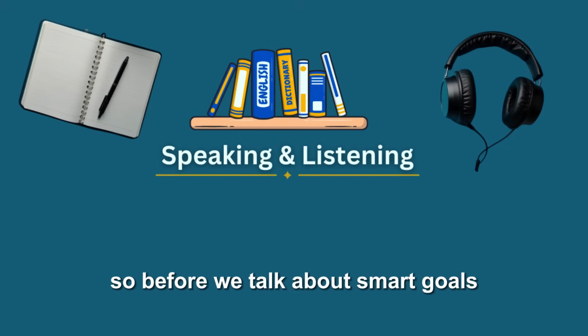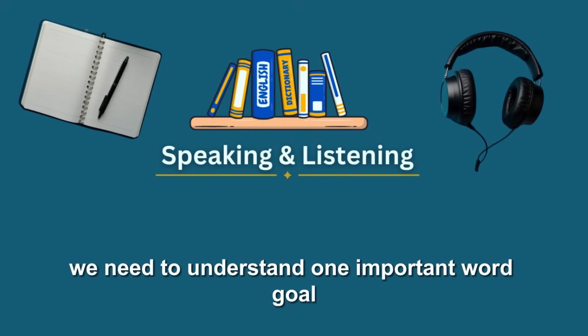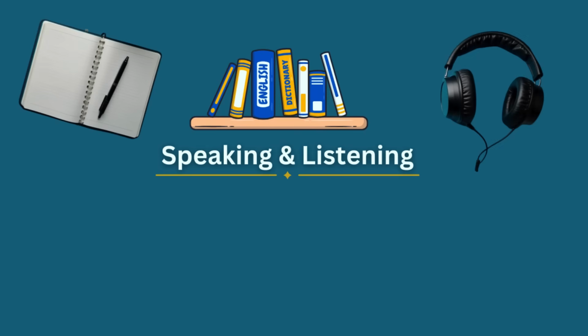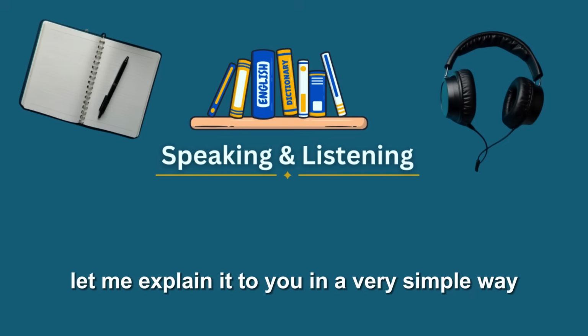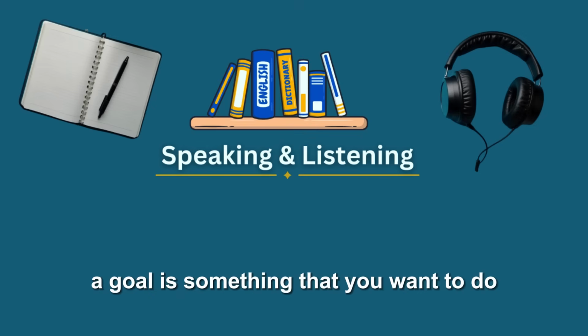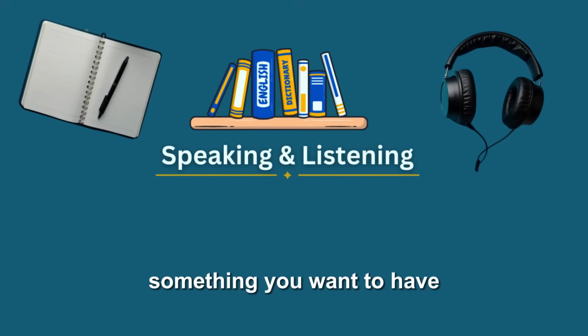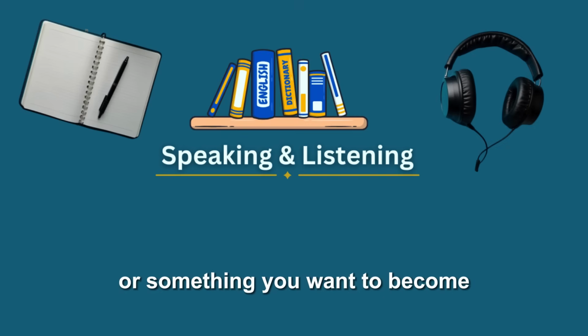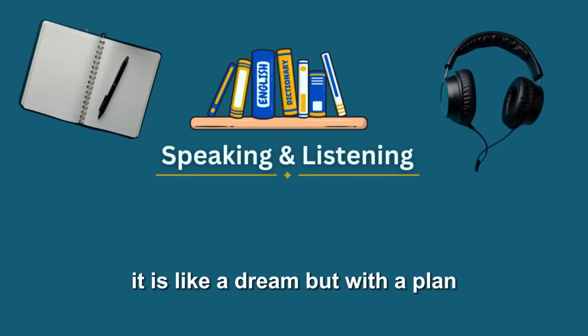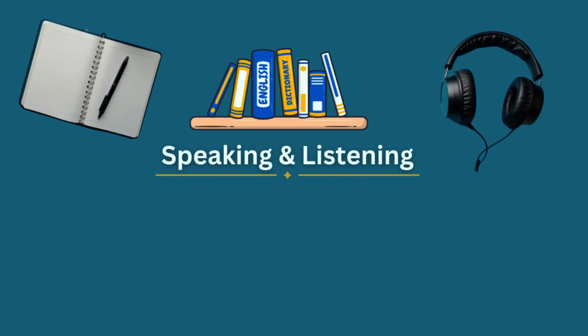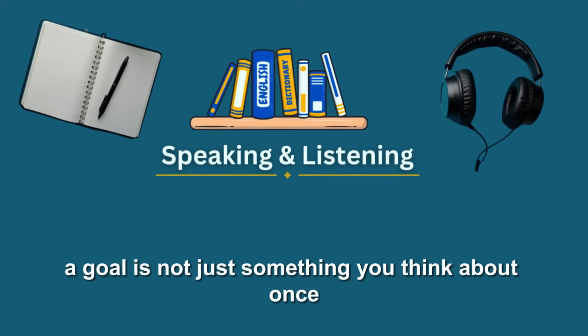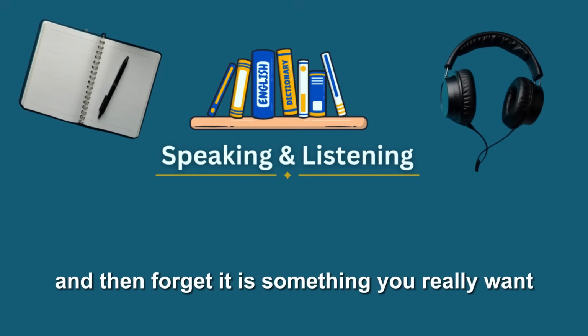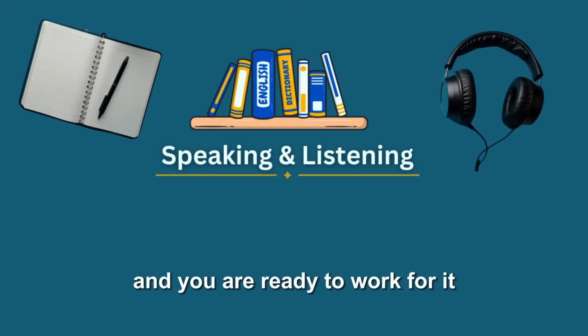So, before we talk about SMART goals, we need to understand one important word: goal. What is a goal? Let me explain it to you in a very simple way. A goal is something that you want to do, something you want to have, or something you want to become. It is like a dream, but with a plan. A goal is not just something you think about once and then forget. It is something you really want, and you are ready to work for it.